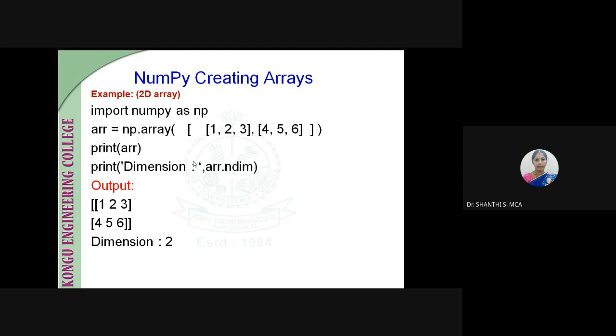So this is a 2D array. How to create a 2D array? As usual, import numpy as np, then np.array, you are creating an array. It is 2-dimensional. It consists of 2 rows. The first row consists of 1, 2, 3, and the second row consists of 4, 5, 6. Each row consists of 3 columns. So this will create an array with 2 rows and 3 columns. It is a 2D array. So this will print the dimension is 2, and this is the content of the array: 1, 2, 3, 4, 5, 6.